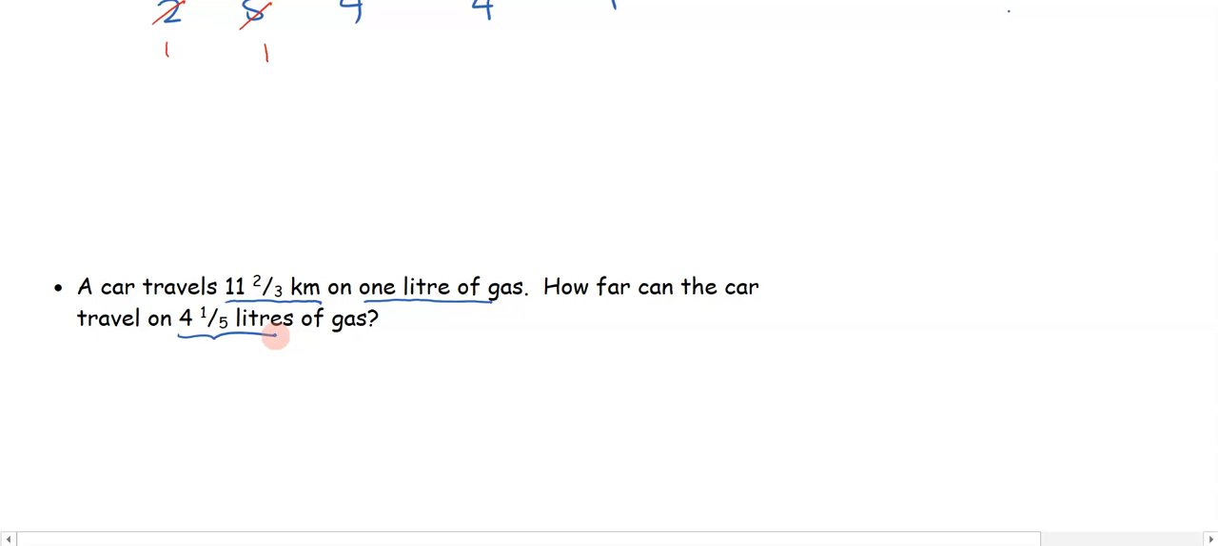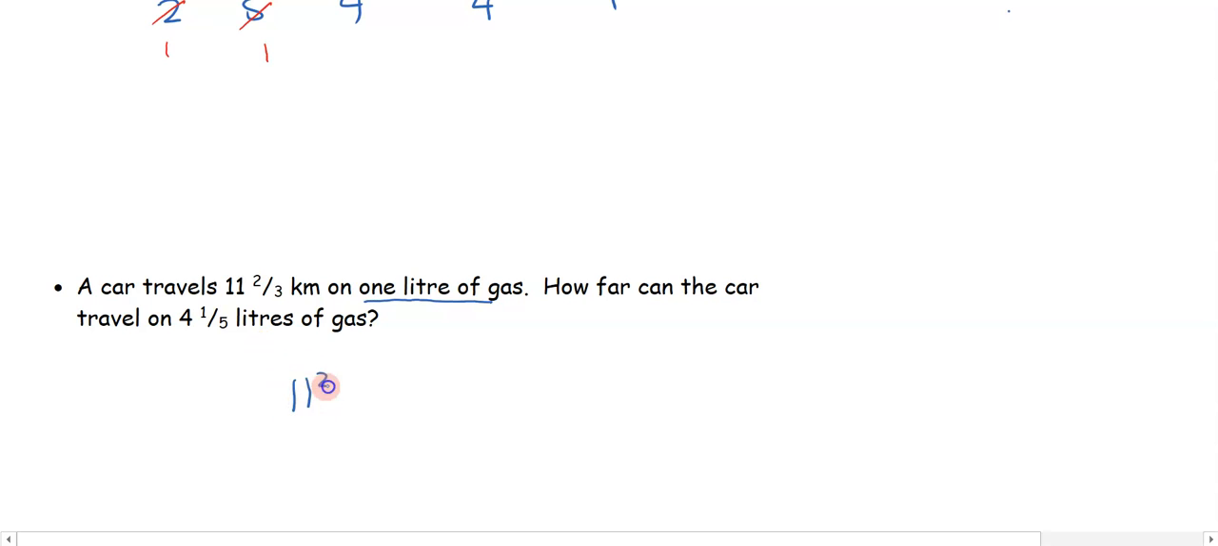Sometimes when you have trouble on a word problem, I just ignore the fraction. If you don't know what to do, ignore those fractions and think, what would I do if the fractions weren't there? A car travels 11 kilometers on 1 liter of gas. How far can it travel on 4 liters of gas? Well, it goes 11 kilometers for every liter, so 4 times 11 would be 44, right? It can travel for 44 kilometers with 4 liters of gas. So once I throw the fractions in, it's the same idea. I now know I need to multiply.